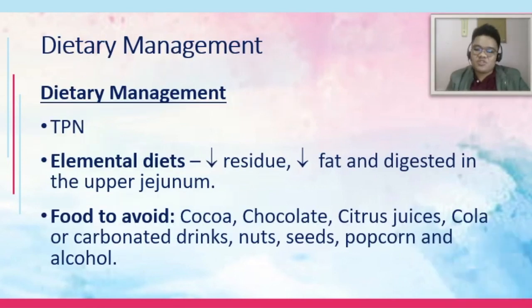Then dietary management. If the usual dietary regimen would not work, we need to have total parenteral nutrition, which is administered via a central line. Then you have elemental diets. So we decrease residue. We don't want fiber in the diet this time because our patient is having diarrhea. We decrease fat because fat will not be digested properly. Foods to avoid: cocoa, chocolates, citrus juices, cola, carbonated drinks, nuts, seeds, popcorn, and alcohol. All irritants to your intestines, so we need to avoid those.